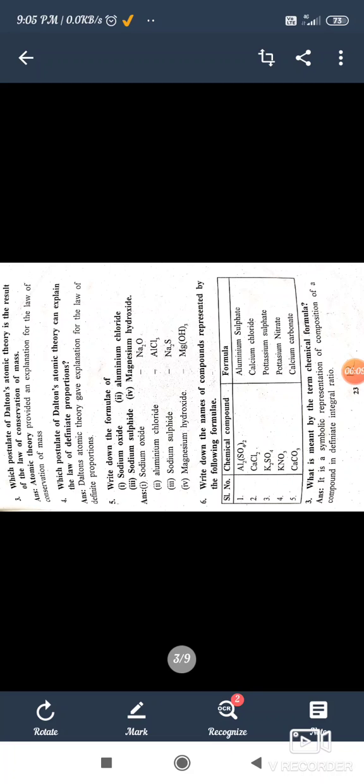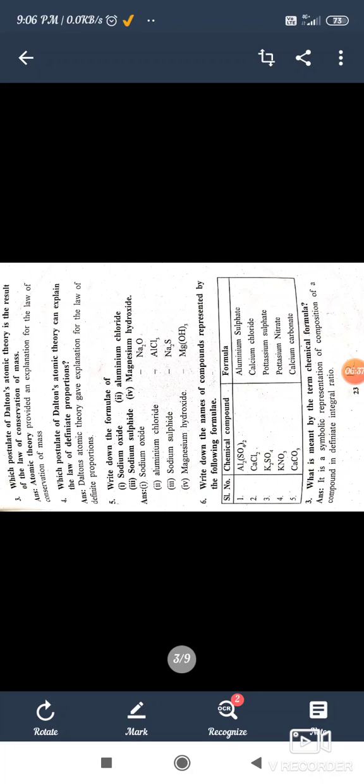Compounds are formed when two or more substances are chemically combined together. Sodium oxide is a compound, aluminum chloride is also a compound, sodium sulfide is also a compound, and magnesium hydroxide is also a compound. The molecular formula of sodium oxide is Na2O.